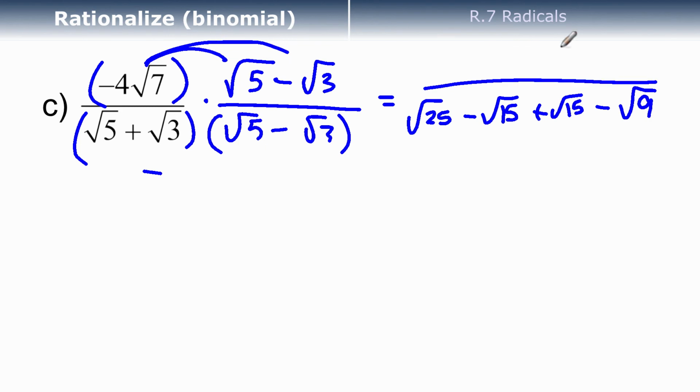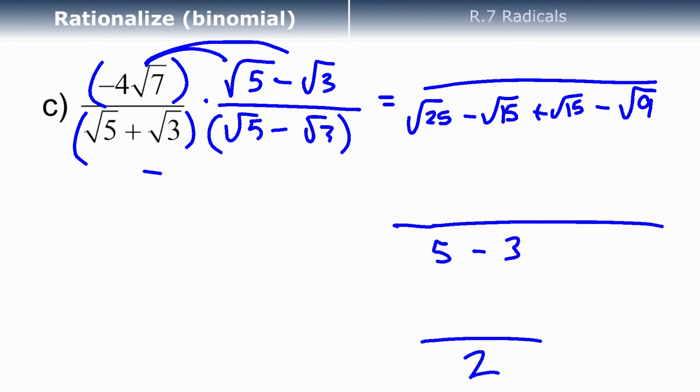And like I said, you could do that stuff on the top. Now on the bottom, root 25 is 5. These two cancel. Square root of 9 is 3. So you actually have 5 take away 3 on the bottom, or that comes out to 2. And then you would deal with the stuff that you had on the top there. I just wanted to show you how to rationalize the bottom.